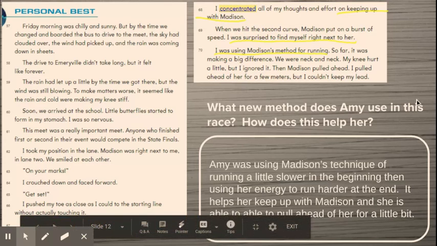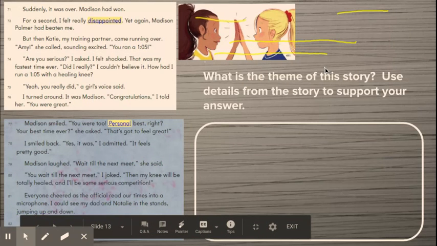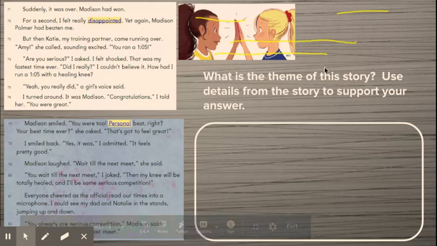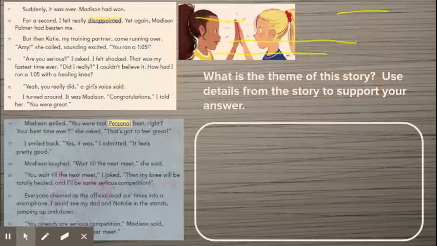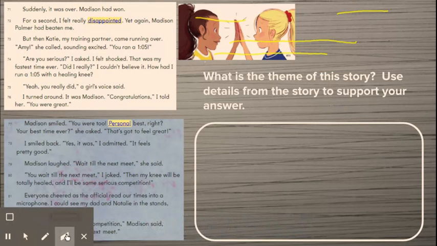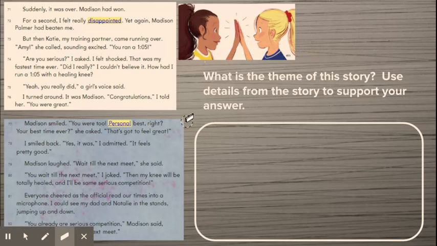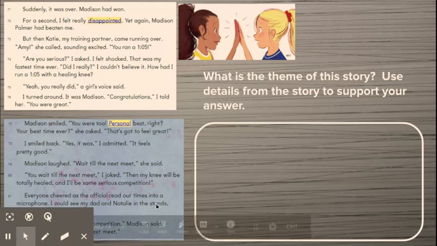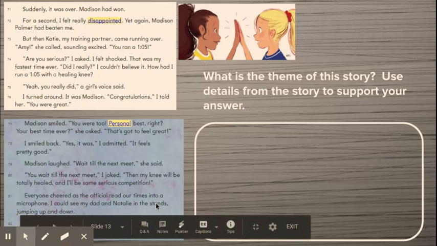All right, looking at the final pages and the final question for this story, what is the theme of the story? We're going to use some details from the text to support our answer. Remember, the theme is, what is it that the author wanted you to learn from this? What did the author want you to learn from this?